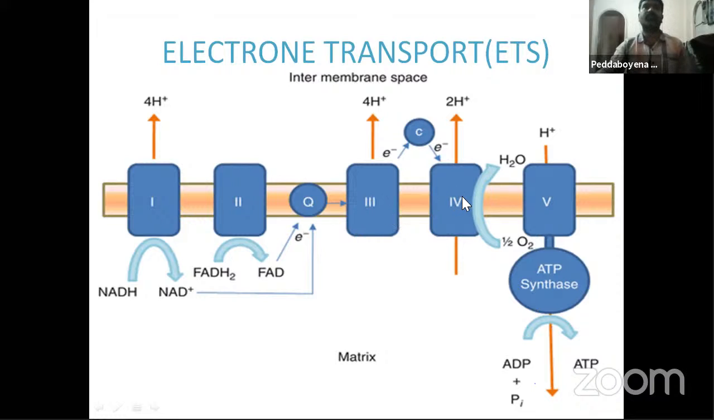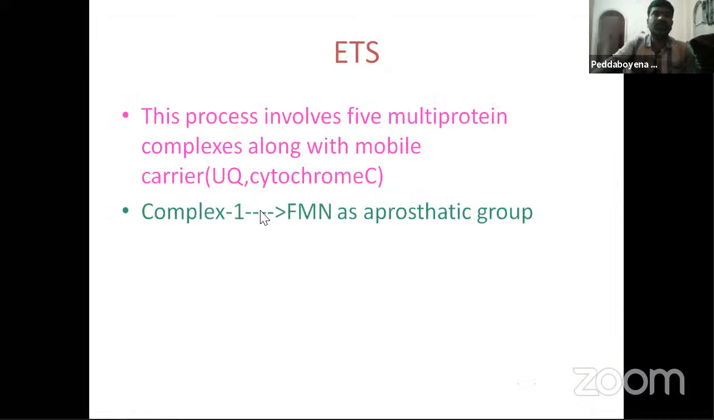So next one, complex 4. Complex 4 is cytochrome C oxidase. So last one is complex 5. Complex 5 is called ATP synthetase. So here you are observing electron transport. This process involves 5 multi-protein complexes along with the mobile carriers. The mobile carriers are ubiquinone and cytochrome C.